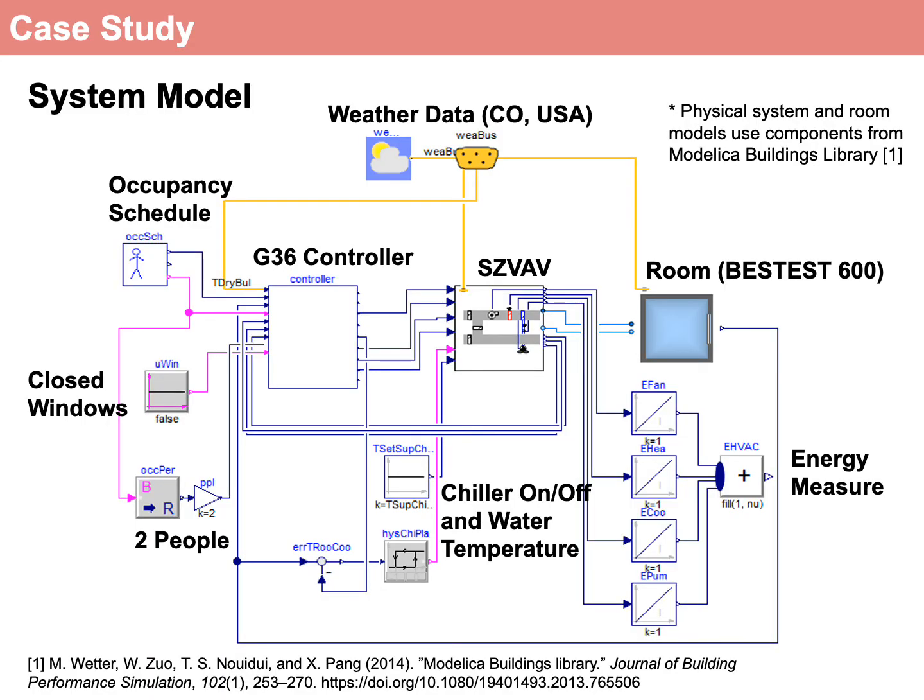So moving on to the case study, we implemented a system model with the physical components modeled using components from the Modelica Buildings library, and we basically have a single room model that's based on BESTEST construction, and then we have our air handling unit model in the middle there, and then our controller model, which is again implemented using our CDL implementation. And then there's a number of other ancillary components here to supply weather data and other types of information.